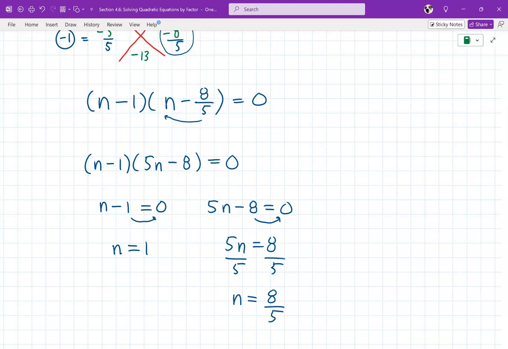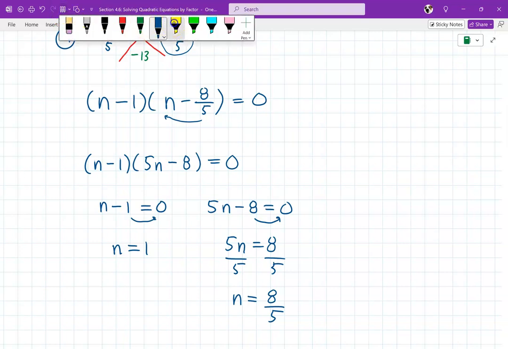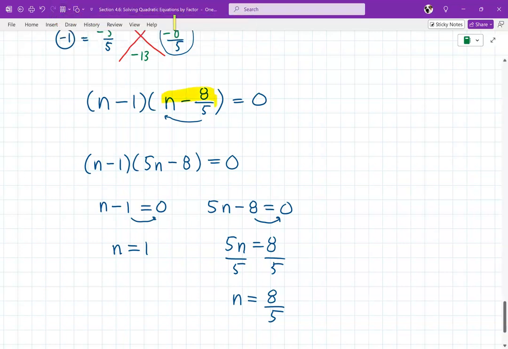Sometimes people will tell me, I noticed you got the answer of 8/5, and I noticed in that factor, if I just would have left it n minus 8/5 and set it equal to 0, I would have gotten my answer immediately. Could I just do that? Yes. When you're solving, you can leave your factors in fraction form because you're going to solve for them anyway. So your answers are most likely going to end up as a fraction. So when you're solving, you didn't necessarily have to write this out.